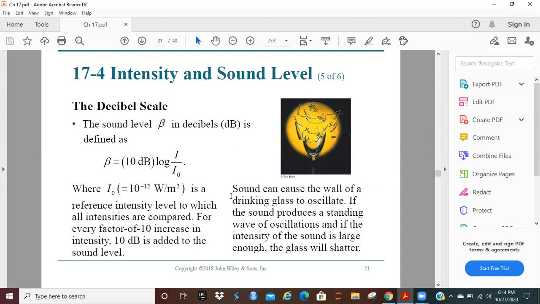Sound is a very interesting concept because it can cause the wall of a drinking glass to oscillate. If the sound produces a standing wave of oscillations, and if the intensity of the sound is large enough, that glass will in fact shatter.